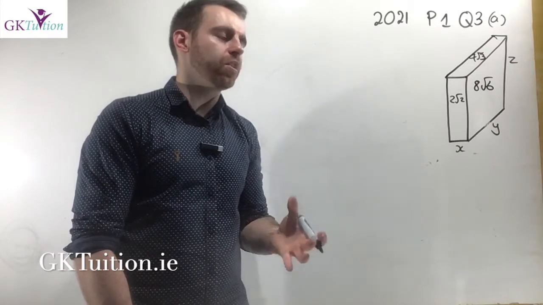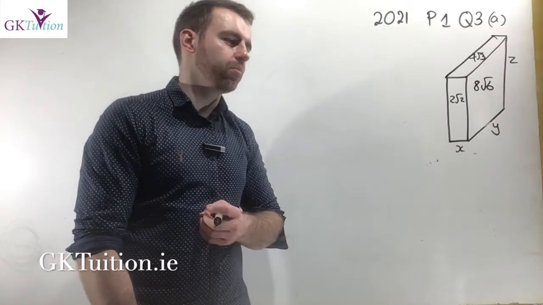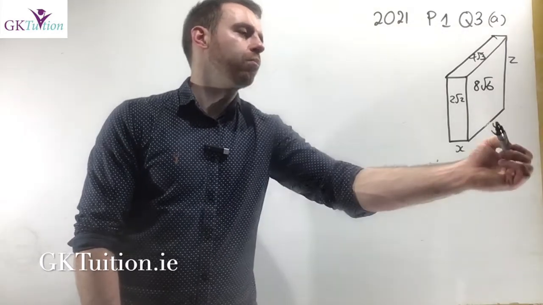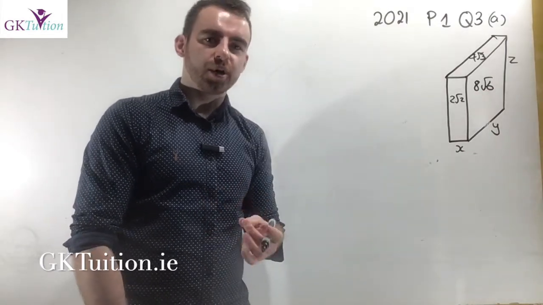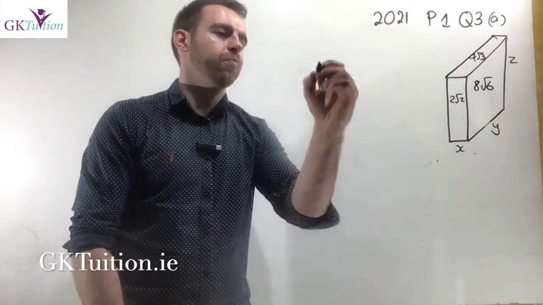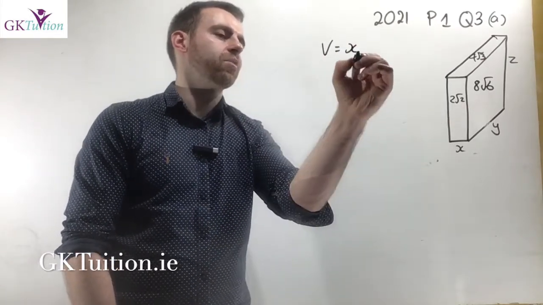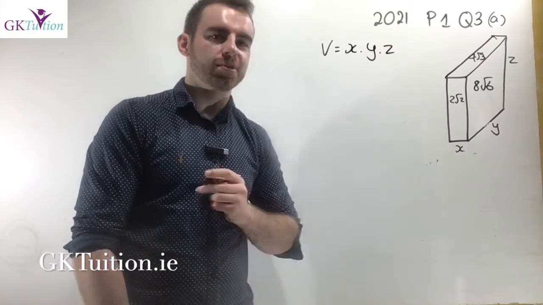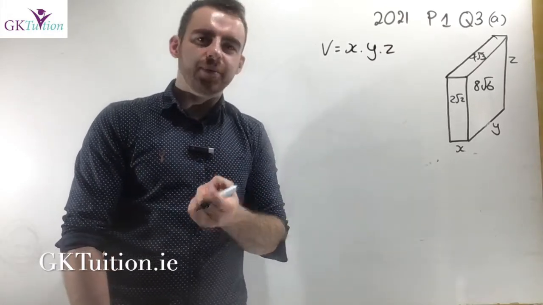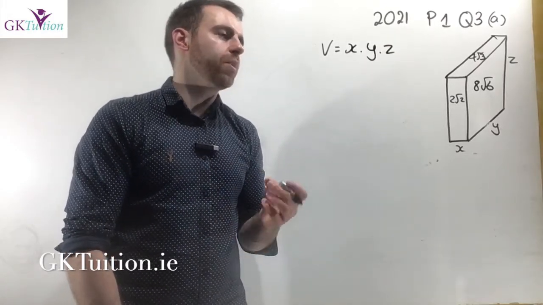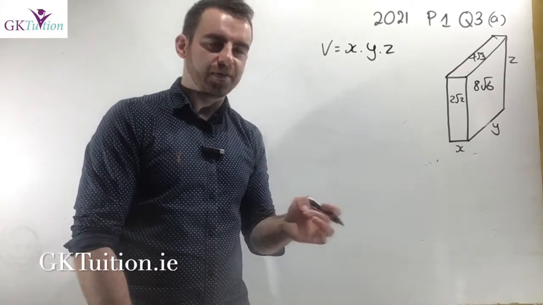First of all, we're given a cuboid. It's just a rectangular block and the dimensions are x, y and z. And we're asked to work out the volume of the cuboid. Well, to get the volume of a cuboid or a three-dimensional shape, in this case it's just x times y times z. However, we haven't been given x, y or z. We've been given the area of each of the faces.